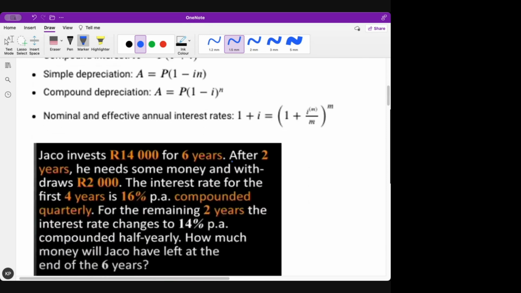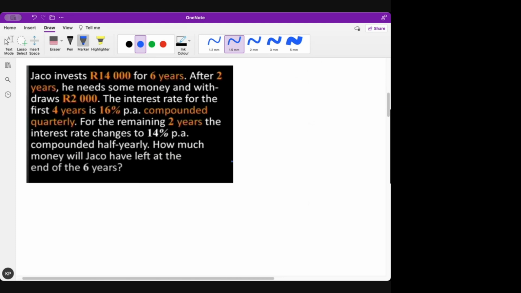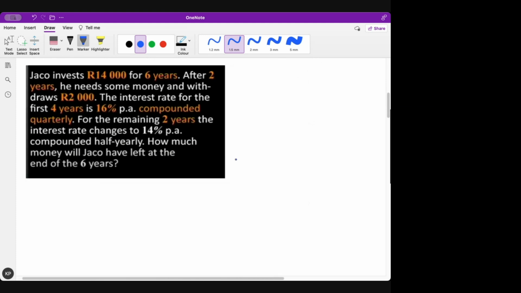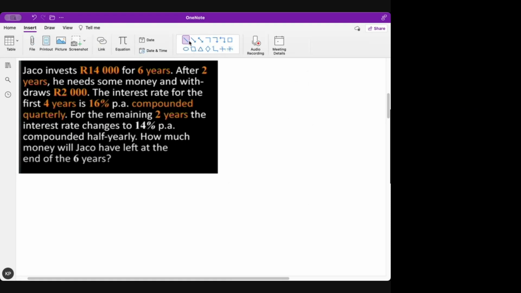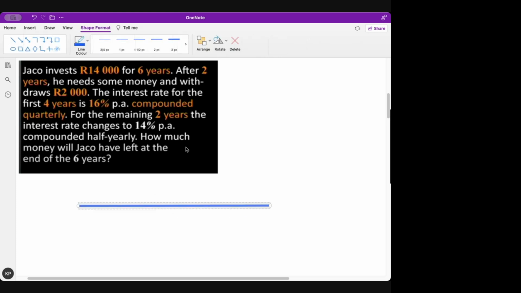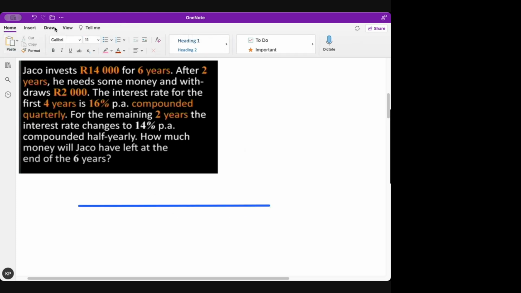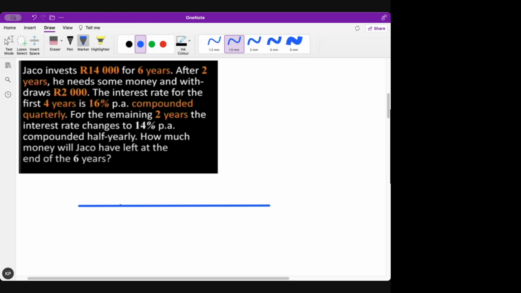Okay. So this is the first of our questions. I'm going to zoom out a little bit to make a bit of space for myself to write. We have Yaku, who invests 14,000 rands for 6 years. So the first thing we're going to need to do here is to construct a timeline. Now, to construct a timeline, I just like starting with the total number of years that this will be invested in, which is 6 years in this case. So I'm just going to draw a timeline that includes all 6 years.